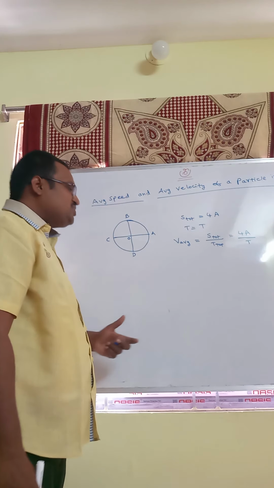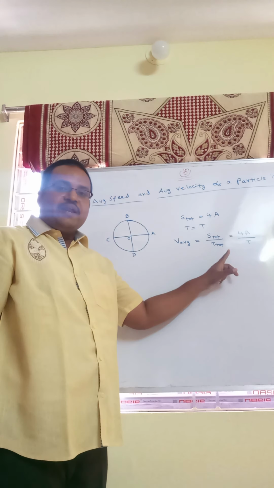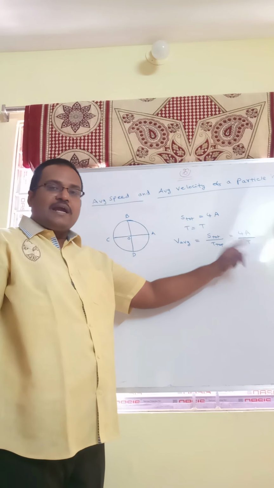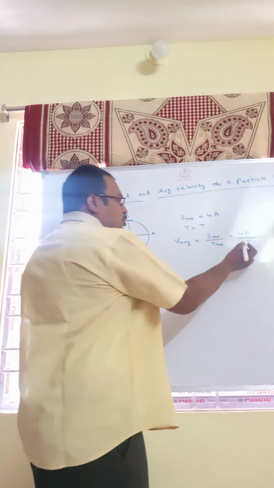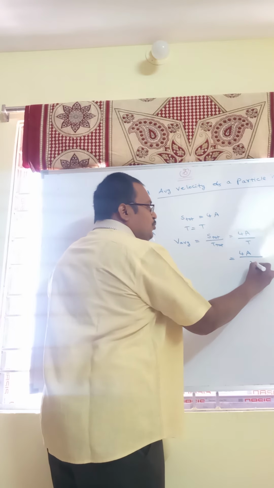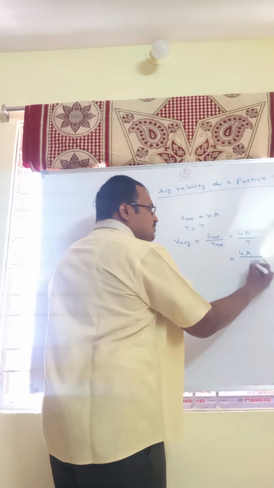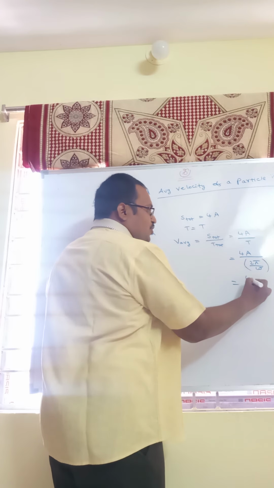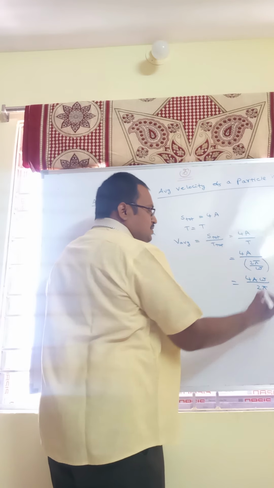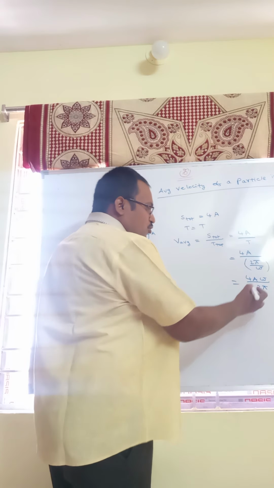Generally we have a relation between time period and angular velocity. That is T equals 2 pi by omega. So that equals 4a divided by 2 pi by omega. So that equals 4a into omega by 2 pi.